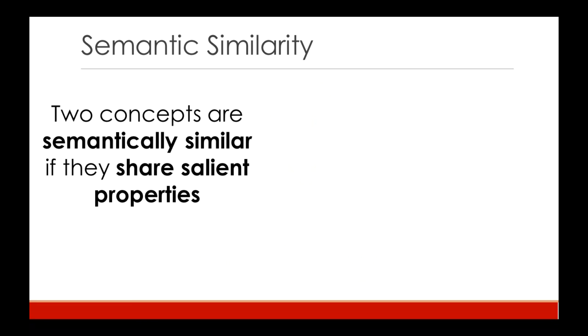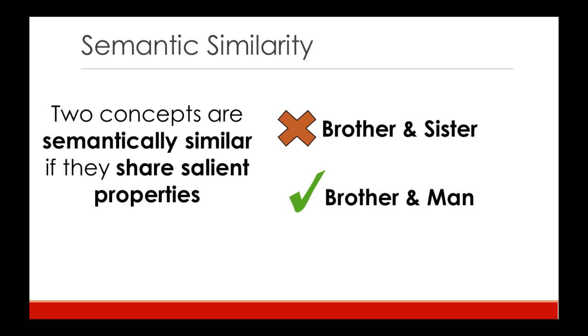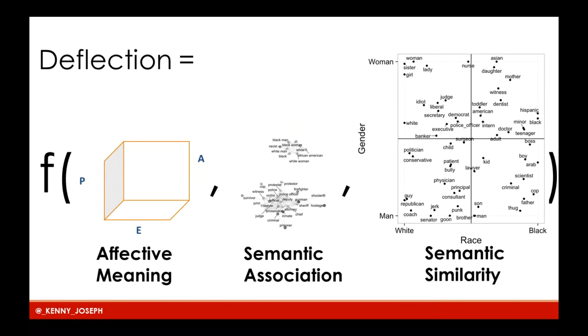And this ties into a lot of what John was talking about, how the affective dimensions mix with things like gender. I don't think I've quite worked out yet how semantic similarity and affective meaning tie into each other. But in any case, right, when we think of a brother, a brother is not a sister, a brother is a man, right? And so what I'm arguing here is that deflection, I think, is a function of affective meanings and semantic association and semantic similarity.